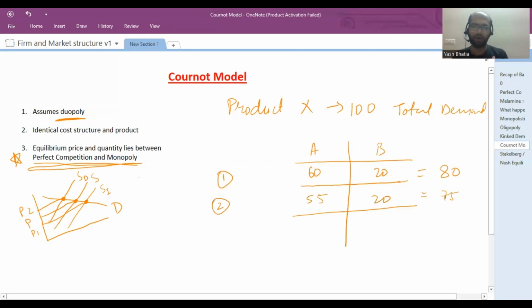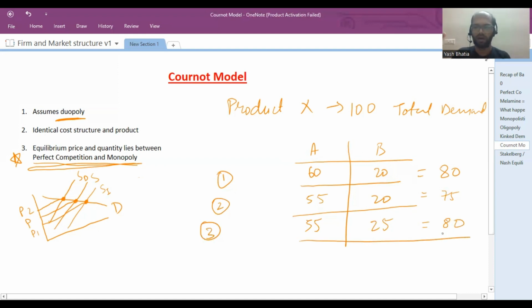Now, when A is earning abnormal profit and the price of the commodity increases due to reduction in supply, B is also earning the same profit. Earlier it was selling 20 quantity and now with the increased price, B is also earning profit. So B thinks to supply more quantity in the market. Let's say in this step, A is producing 55 only, and B increases its supply from 20 by 5. So now the total quantity supplied in the market is 80 again.